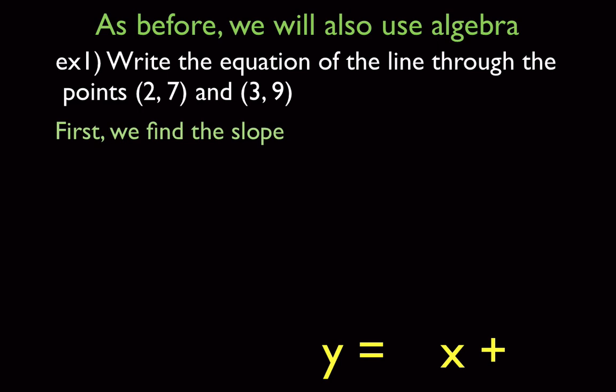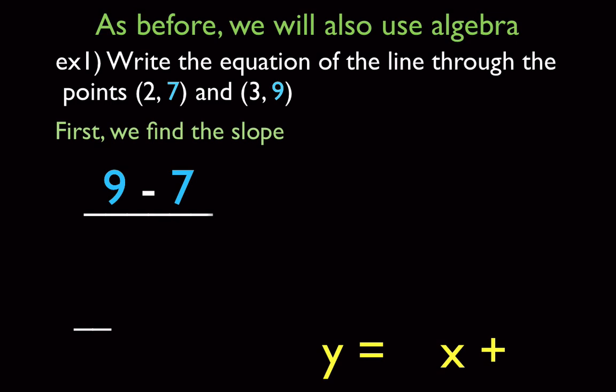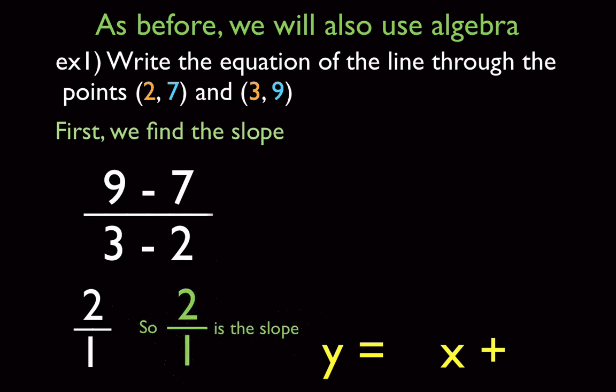First, we're going to find the slope, and we're going to do it using that formula. We're going to subtract y2 minus y1. And again, remember in class, we sometimes use this notation where we use an arch of 9 minus 7, and then on the bottom, an arch of 3 minus 2. Okay, 3 minus 2 equals 1, so my slope is 2.